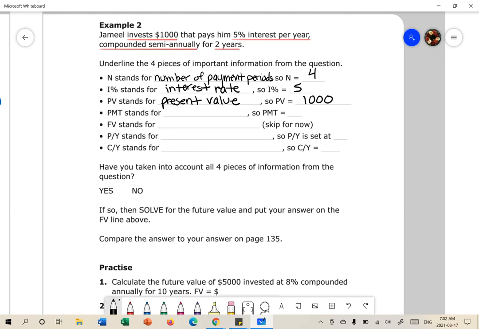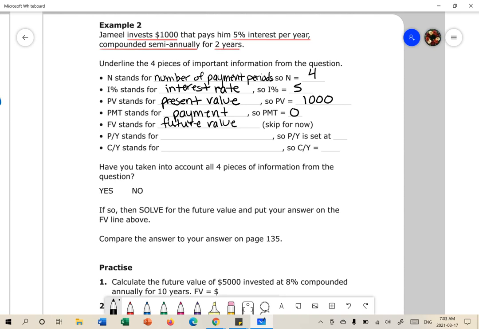PMT stands for payment, which we're going to set to 0 because Jamil has not borrowed money from the bank. He doesn't need to pay them back. He's investing. FV stands for future value, which we're trying to find. So we're going to skip for now.